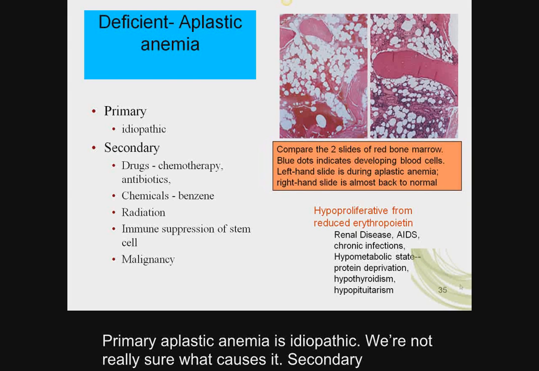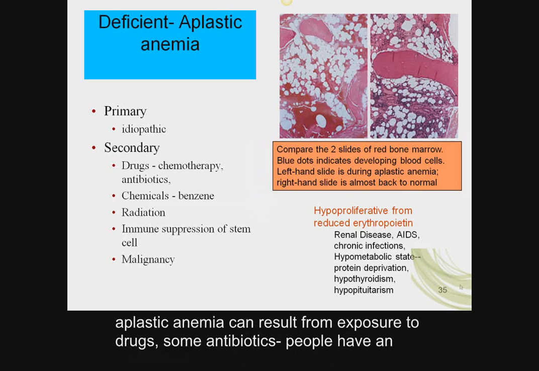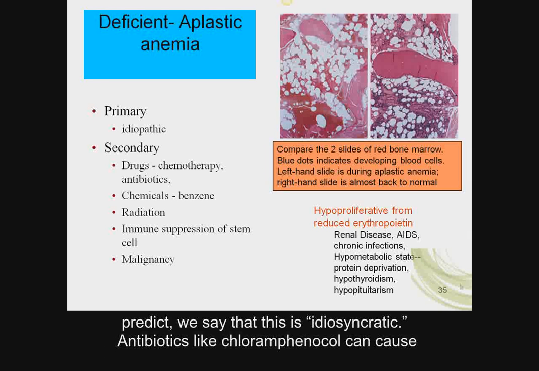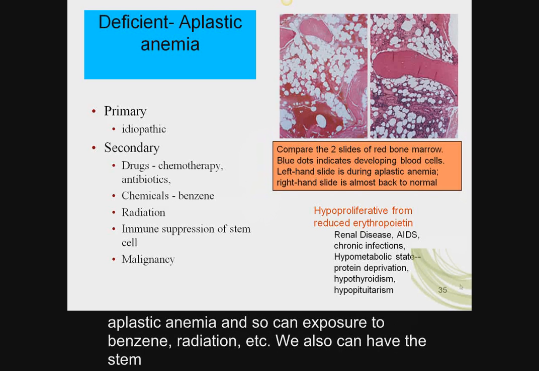Primary aplastic anemia is idiopathic. We're not really sure what causes it. Secondary aplastic anemia can result from exposure to drugs. Some antibiotics, for example, people have an adverse reaction to them. When they have this adverse reaction beyond what we would normally predict, we say that this is idiosyncratic. Antibiotics like chloramphenicol can cause aplastic anemia, as well as exposure to benzenes, radiation, etc.